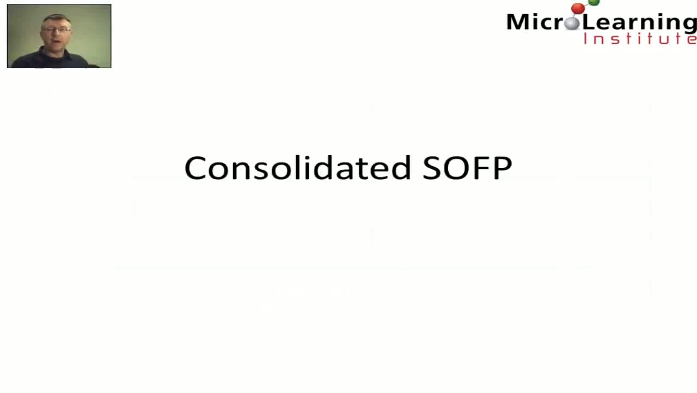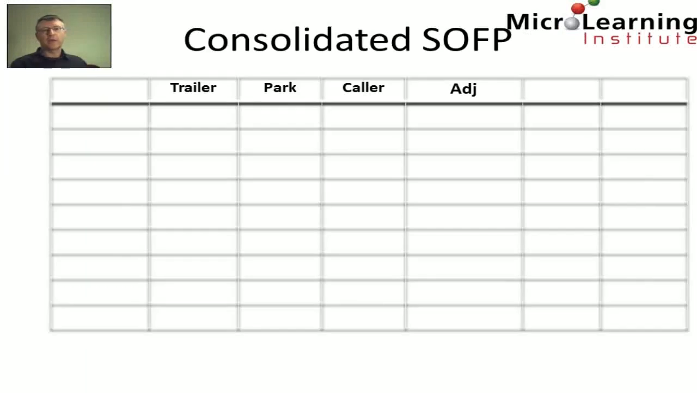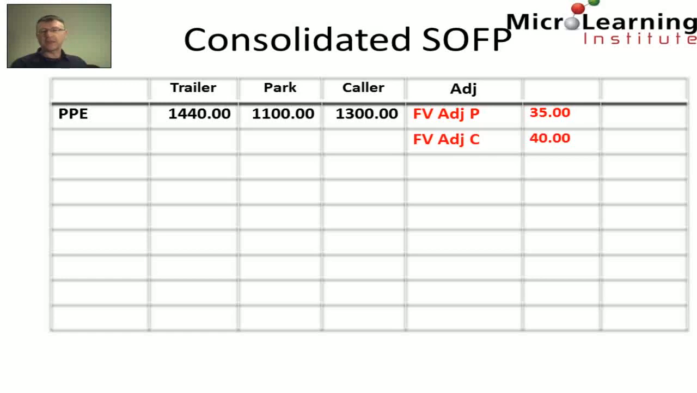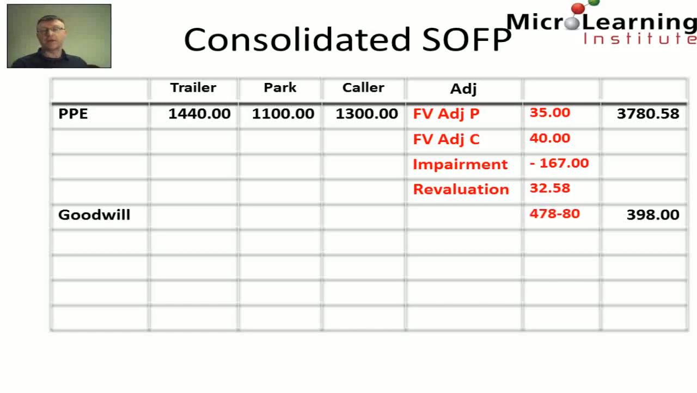Now finally, we can compile the statement of financial position. So again, we've got Trailer, Park and Calle all controlled by the Trailer group, with some adjustments to give us the consolidated figures. So property, plant and equipment from the individual entities. Now there's a fair value adjustment in P of 35, and of course a fair value adjustment in C of 40 to be taken into account from group perspective, and of course we have impairment of property, plant and equipment of 167, and we also had a revaluation gain of 32.58, giving us a consolidated property, plant and equipment of 3780.58. Also, we have Goodwill, which was initially recognized at 478 and subsequently impaired by 80.